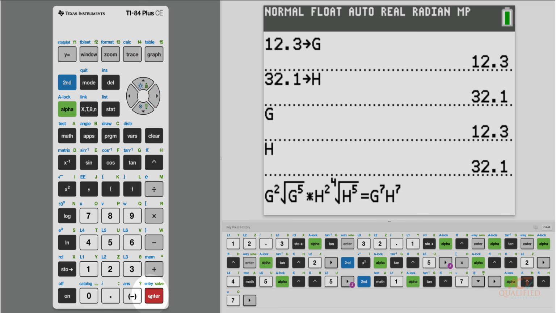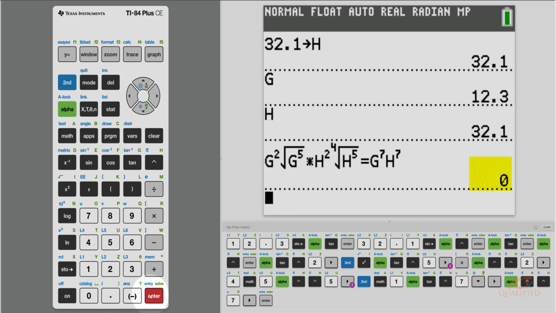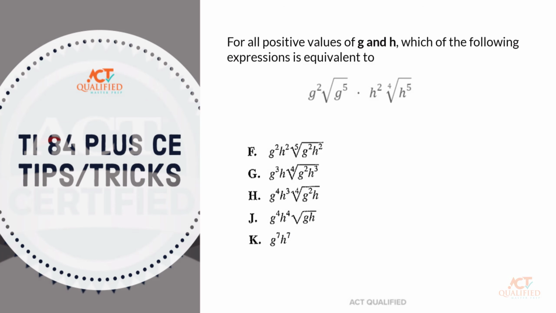Press Enter. When pressing Enter, you get either 1 or 0. 1 equals true, which means that our expressions are equivalent. 0 equals false, which means they are not. As you can see, K is not our answer.